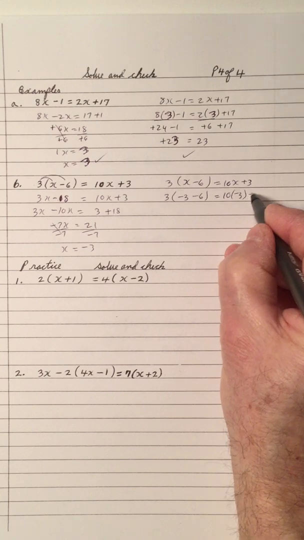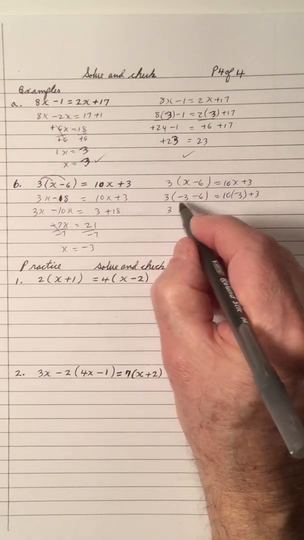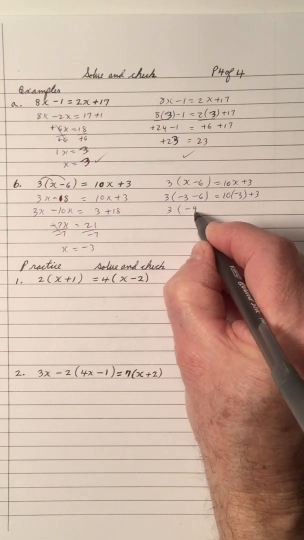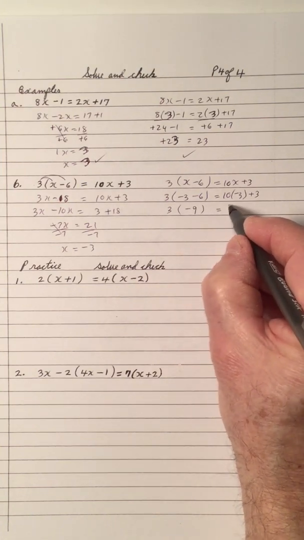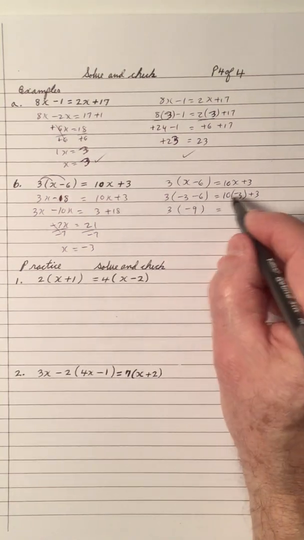Negative 3 in the place of x. Negative 3 here. I have to do PEMDAS. I have to do the inside of this first to get a 9. Negative. And I could do this over here because these two sides can be worked out independently.